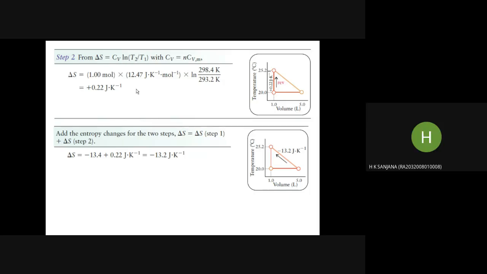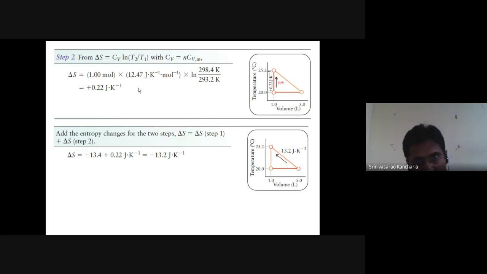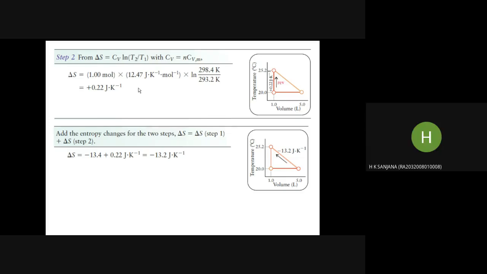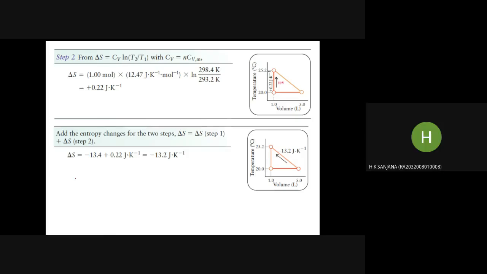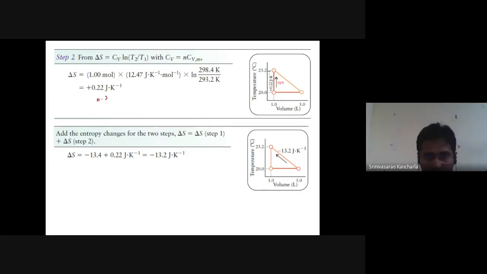Sir, this is coming out to be 0.242. Any issue? This delta S is 0.242. Okay, fine. Maybe we might have taken some decimals differently. So it is very close, right? You are telling that it is 0.242. Yes, sir, 0.242. Oh, that's fine, no problem. You are so close.